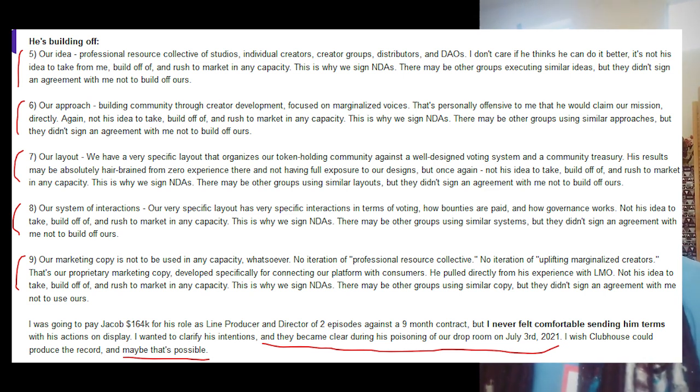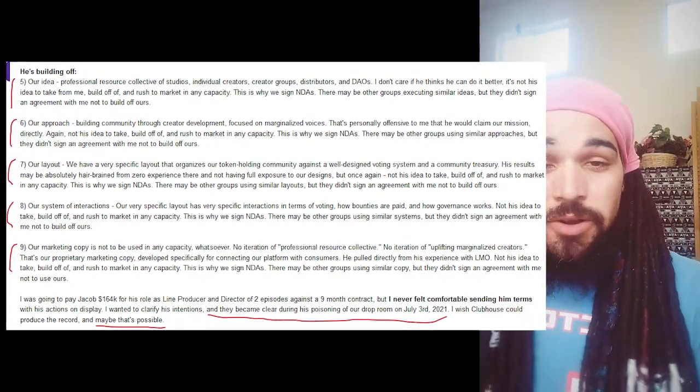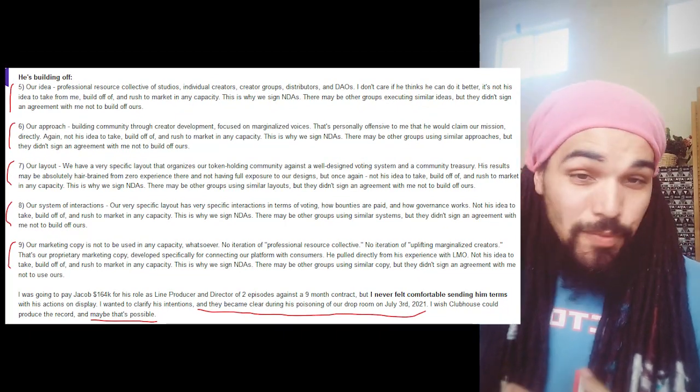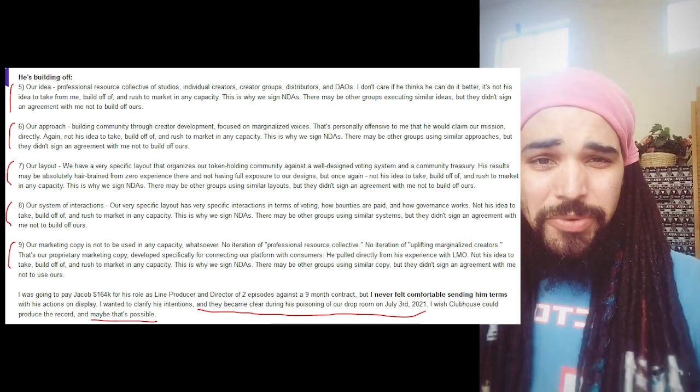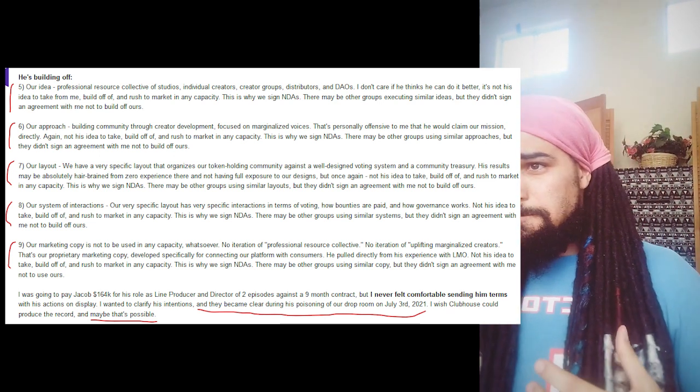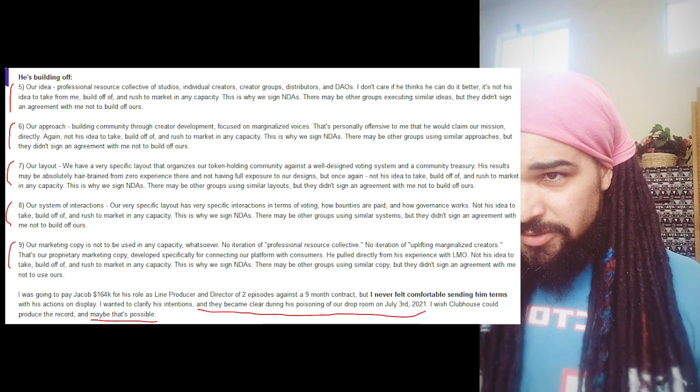There may be other groups using similar systems, but they didn't sign an agreement with me not to build off ours. And as you've seen now a couple of times, the self-titled architect and the infiltrator fraud directly stole our marketing copy. This is the marketing copy that we went into the sector with. It's because it's heartfelt to me. It's not to be used in any capacity whatsoever.